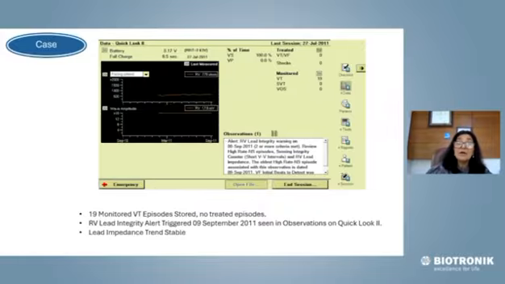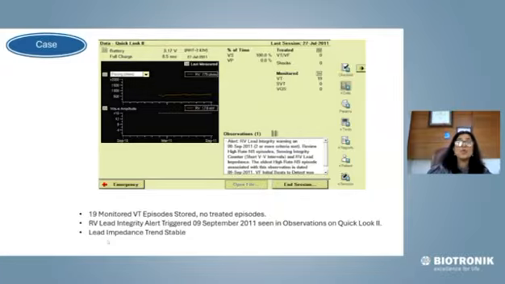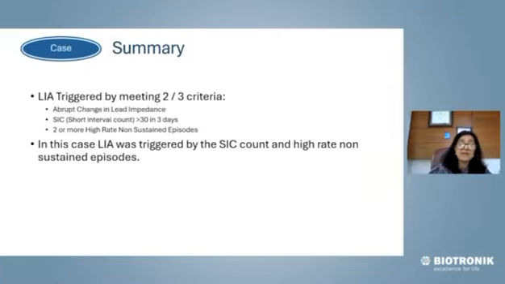However, if you see a lead integrity alert, the most important thing to look at is the lead impedance. So you can see here, the lead impedance has been stable. The impedance trend has not changed. So what does that tell you? If there is no lead impedance trend change, you know there is no problem with the lead.